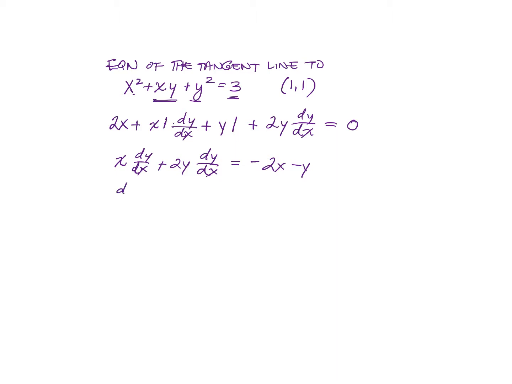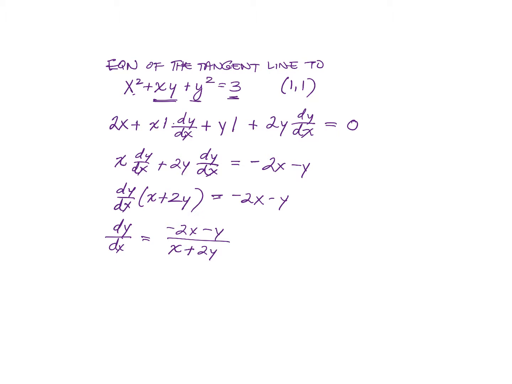And then on the other side, we're going to have negative 2x and then minus y. Now I factor dy over dx out of these two terms, and I get x plus 2y, and that's equal to negative 2x minus y. And then I divide both sides by x plus 2y, and I get dy over dx equals negative 2x minus y over x plus 2y. So that's my derivative. Again, this represents the slope of the tangent line, and we want to find the equation of the tangent line.